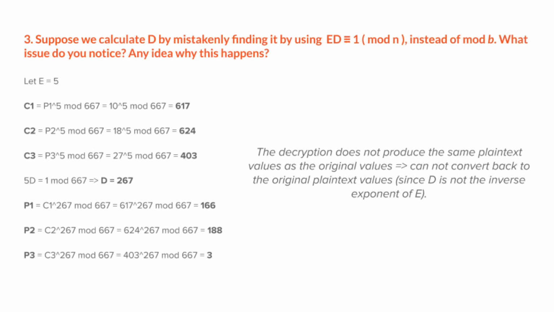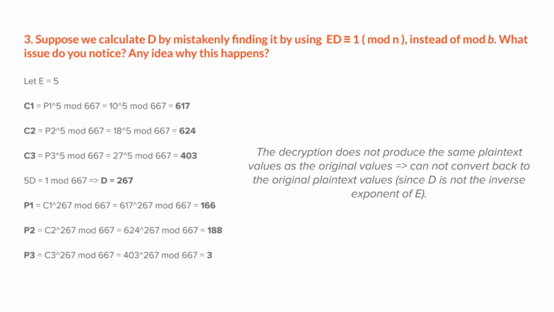For the next question, suppose we calculate D by mistakenly finding it using ED is equal to 1 mod N instead of mod B. What issue do you notice? Any idea why this happens? So let's go ahead and try that.